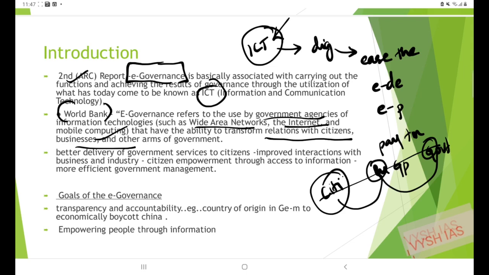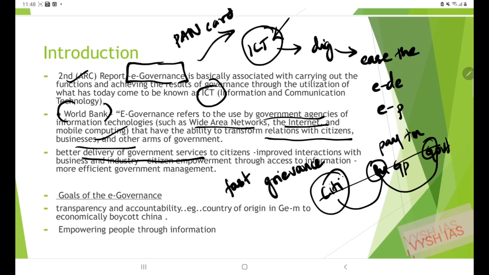E-governance ensures better delivery of government services to citizens. That means public service delivery is fast, and grievance redressal is fast. Now we are moving on to online applications. Say, for example, applying for a PAN card. In earlier times, we had to go to an office, but now, since it is online, the process has become hassle-free. You can sit at home and apply for the PAN card. So it ensures better delivery of government services, and there is improved interaction with business.